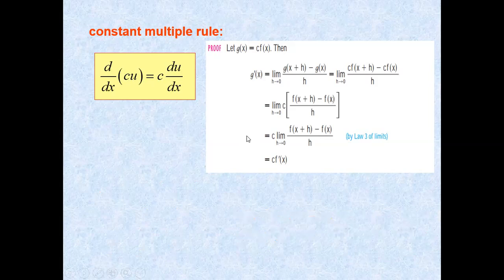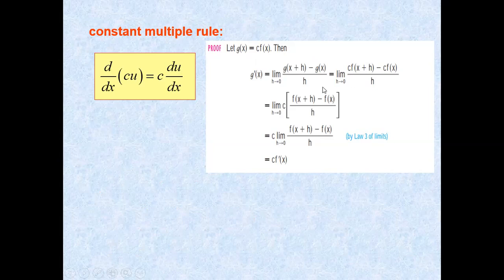By this proof, we see that we have a function, let g of x equal c times f of x, a constant and a function. Then g prime of x will be the limit as h tends to 0 of g of x plus h minus g of x, its original function, all over h, which equals the limit as h tends to 0 of c f of x plus h minus c f of x all over h.